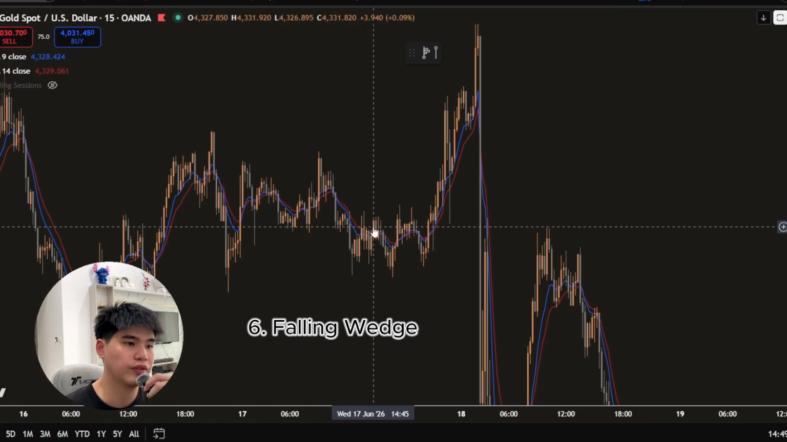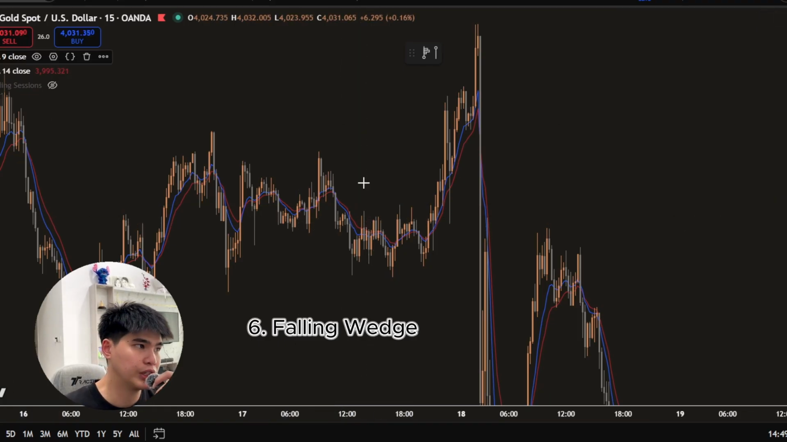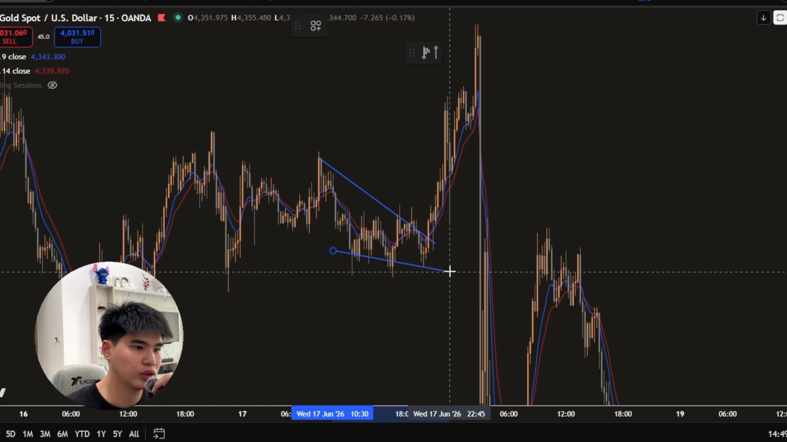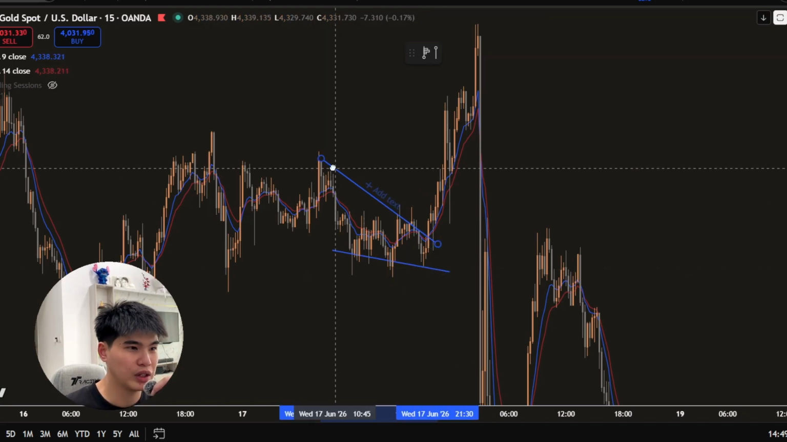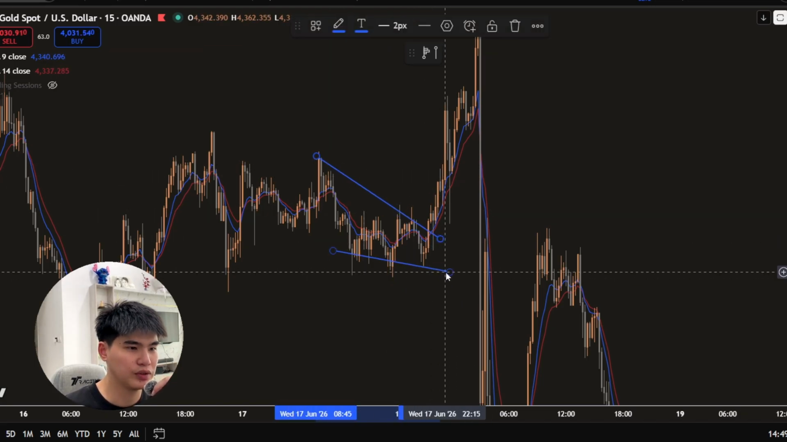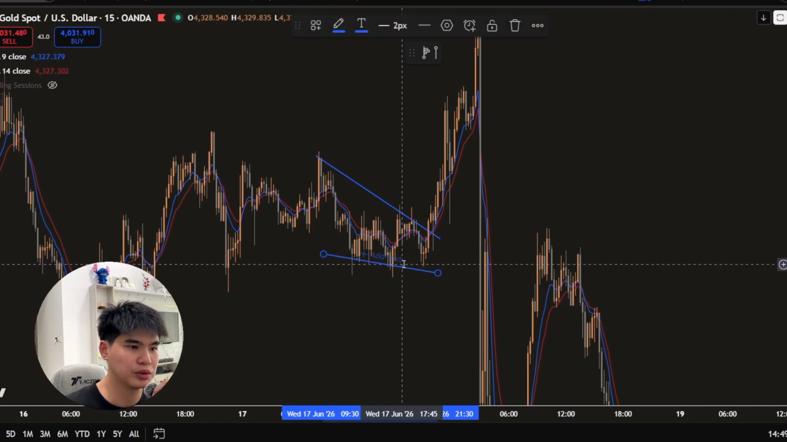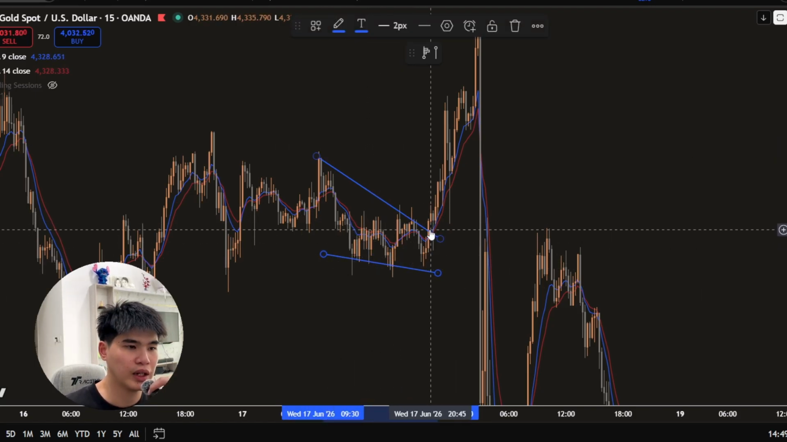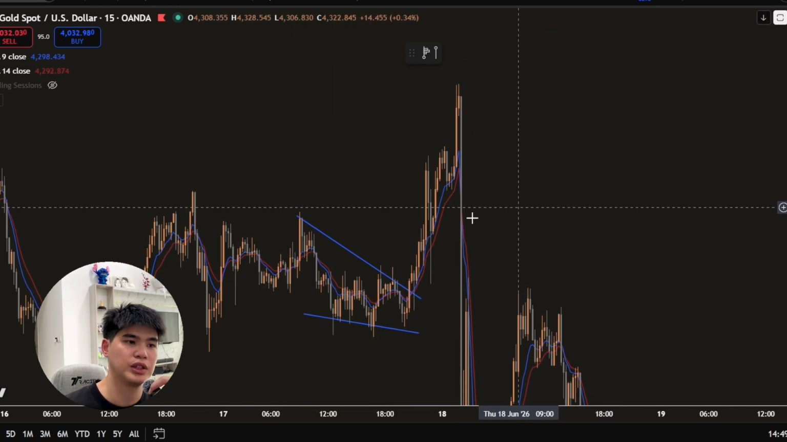And then we have our falling wedge. Falling wedge, same thing, we draw the upper line here, and then this is the bottom line. This might not be that perfect, but if you slightly adjust it, it still looks like a falling wedge. Once it breaks up through the top line, we go for a buy and eventually price shoots up.